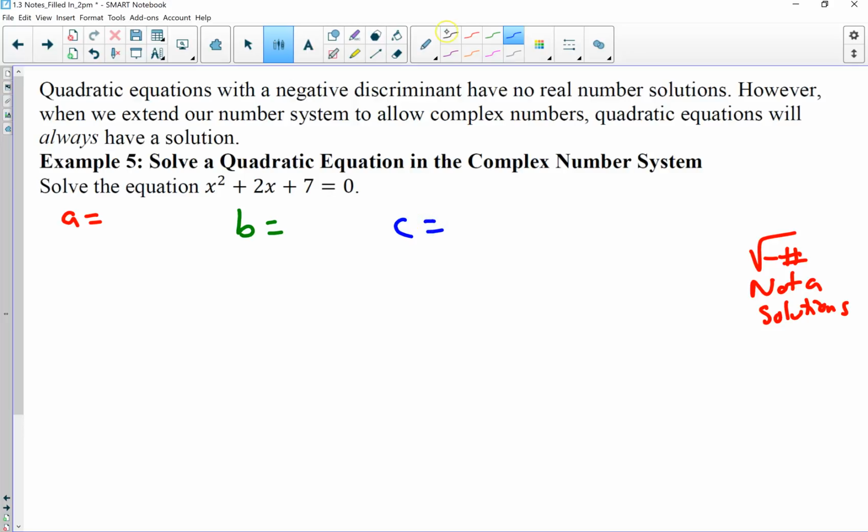So let's look at A. A is going to be the coefficient of x squared. In this case, it's 1. B is going to be the coefficient of x, which is 2. And C will be our constant term, which is 7.